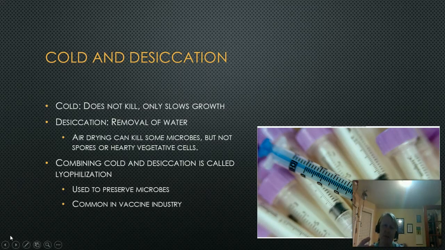This is where we keep things in a very dry environment where there's not very much water, and this can cause the microbes to dry up and die. And so desiccation is somewhat effective, but it's very difficult to create that kind of environment when we're talking about a hospital or a clinical or a laboratory setting.